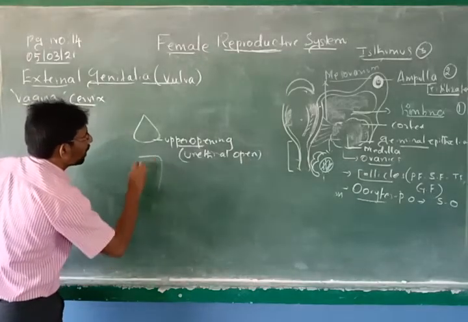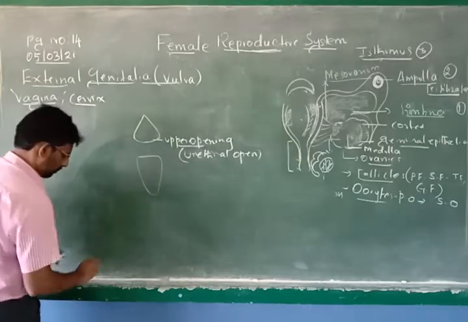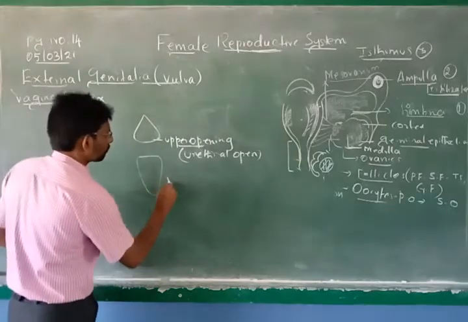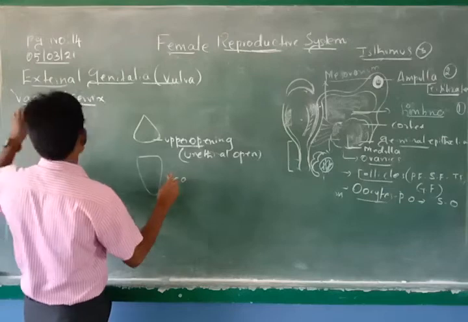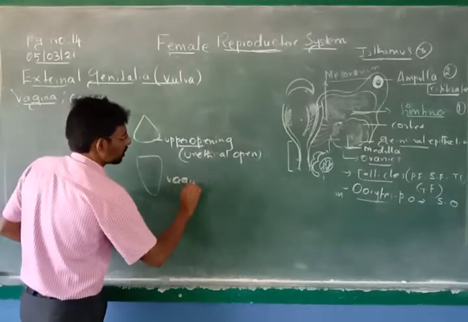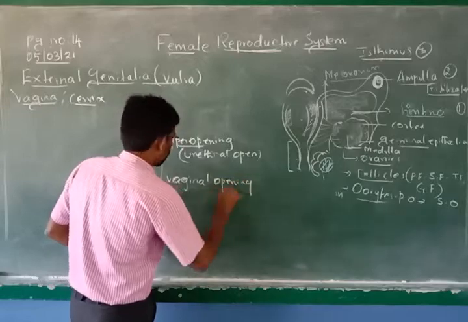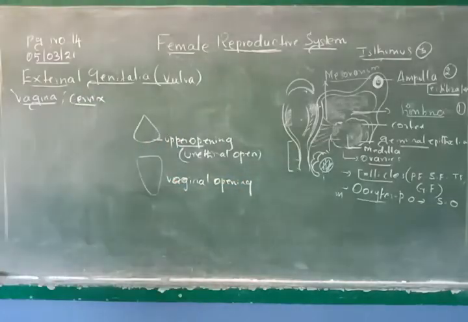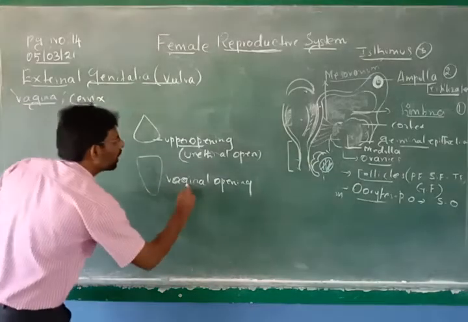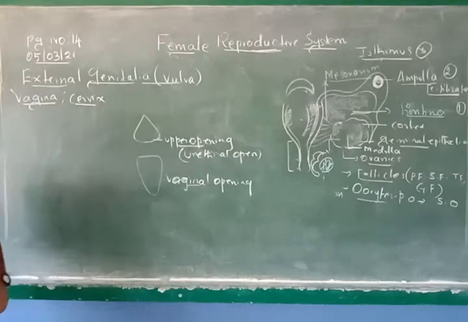So this opening is called the vaginal opening. This is the vaginal opening. Okay, so these are the two openings. The top part is the urethral opening, and the one in the below part is the vaginal opening.